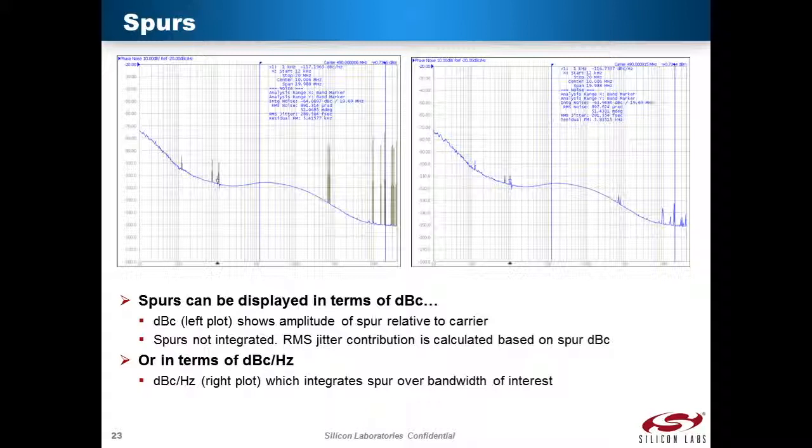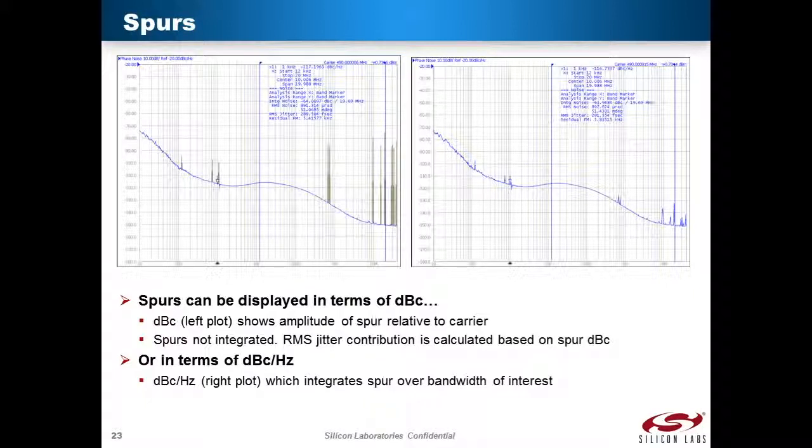Some phase noise test equipment will allow spurs to be displayed as either dBc, as shown in the leftmost plot, or displayed in dBc per hertz, shown in the rightmost plot. In scaling spurs to dBc per hertz, the single frequency spur tends to get smeared or spread in frequency, reducing their apparent peak levels. Keep this in mind when observing spurs on phase noise plots if interested in actual dBc spur levels.